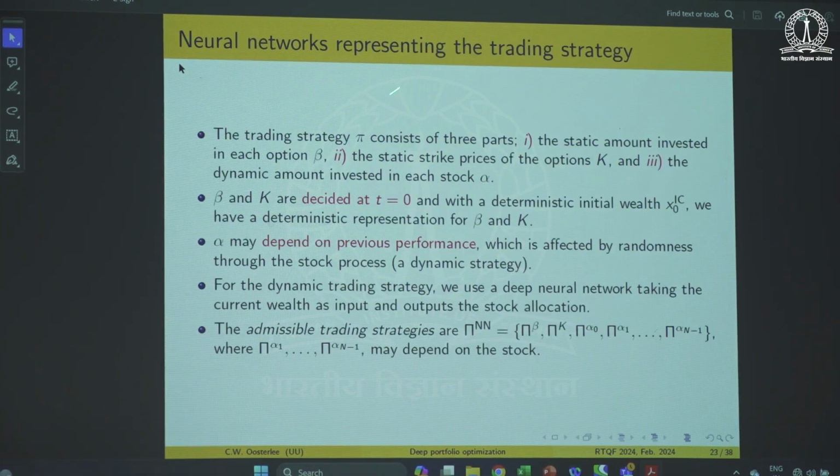We have a trading strategy. It consists of three parts: the static amount invested in the option, the static strike prices, and the dynamic amount invested in each stock. So the admissible trading strategies are for beta, for K, for alpha. And for alpha, they depend on the stock.